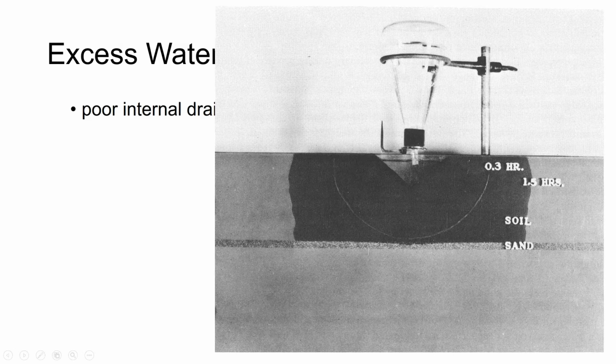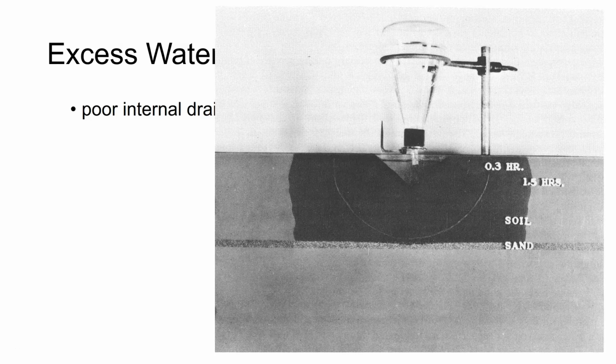This is an old school picture, dates back into the 40s. In this particular case, what it's showing you is water being applied to a soil. You can see that you've got an upper layer that is very homogeneous. Then you've got a layer of sand. Below that, you've got a layer of soil again.